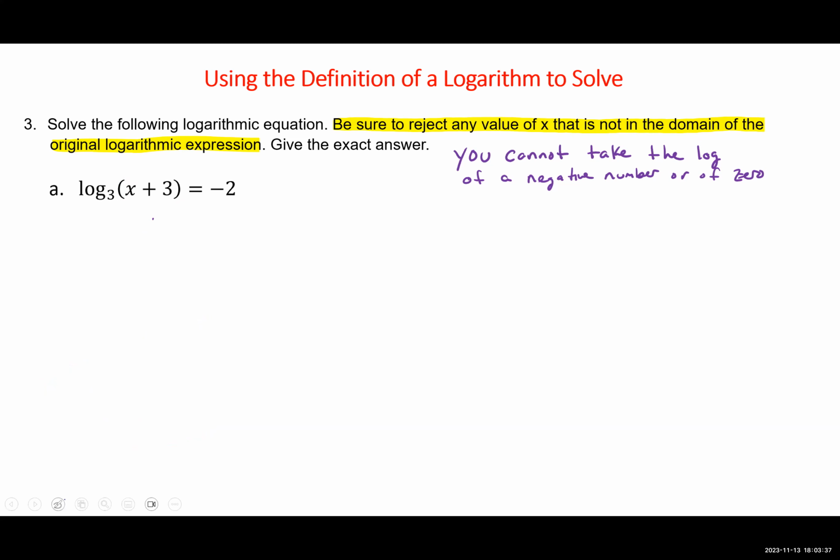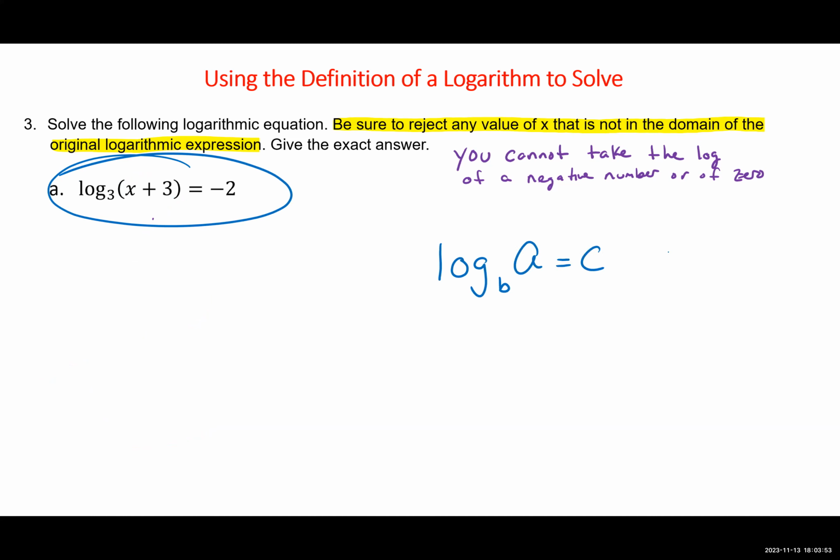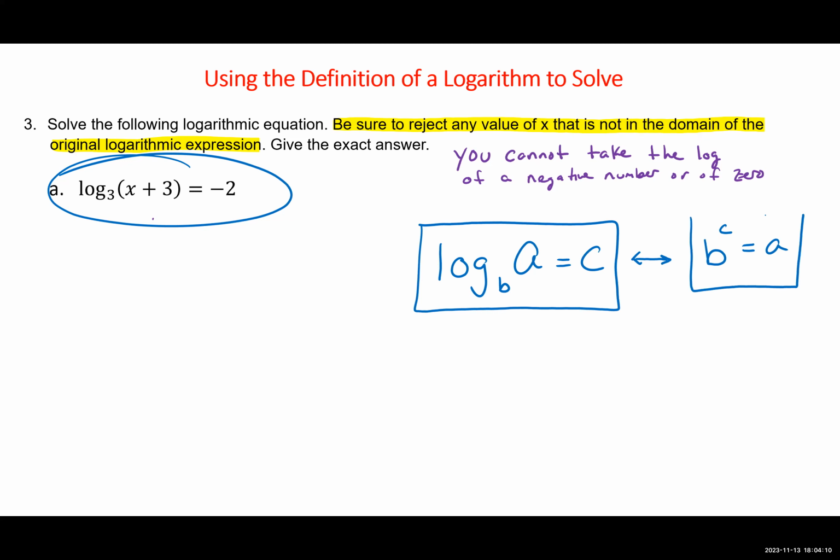All right, so what does this original problem look like? Well, to me, it looks like the definition of the logarithm. The log base b of a is equal to c means the same thing as b to the power of c is equal to a. When you have this, you can rewrite it as this. That is the definition of the logarithm. Those two statements mean the same thing.